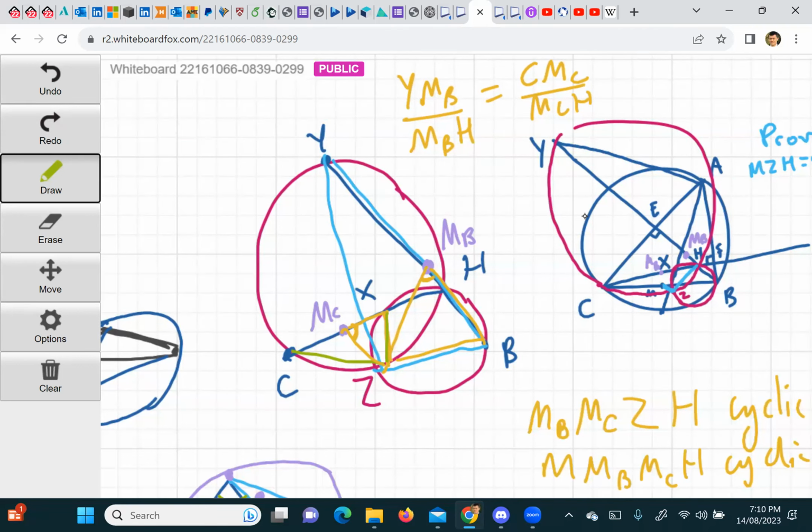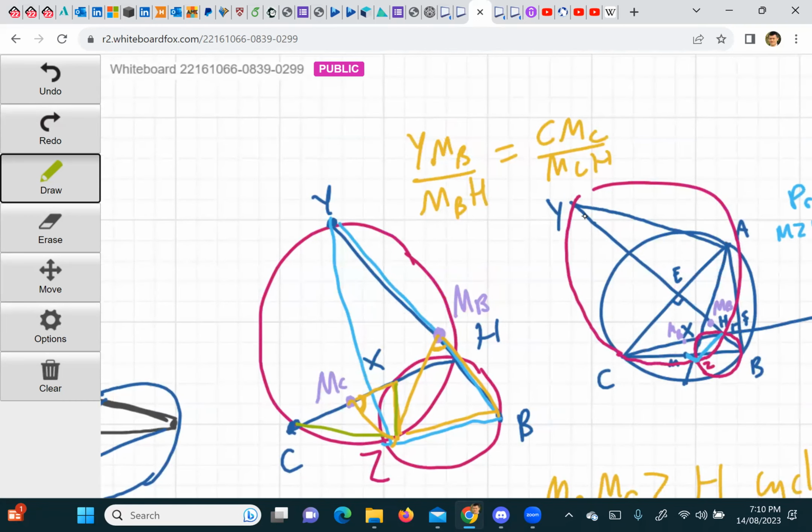So if we just showed that ratio, then we're done, right? Okay. It should be pretty obvious how the angle bisectors come in, right? Wait, how is MB and M? You use the angle bisector theorem.